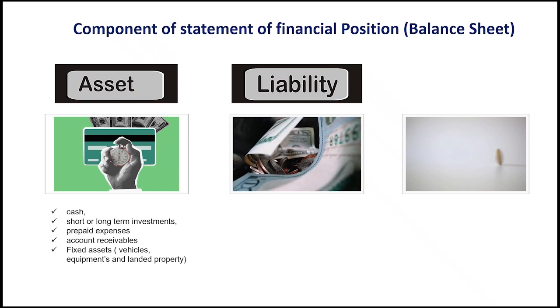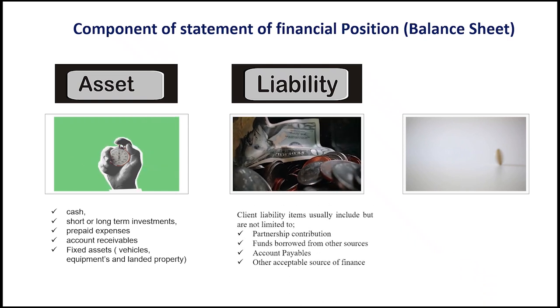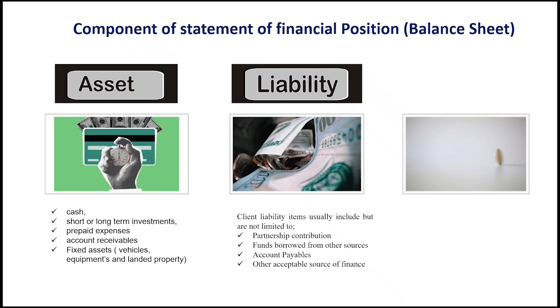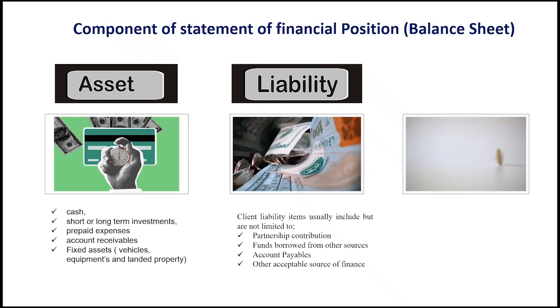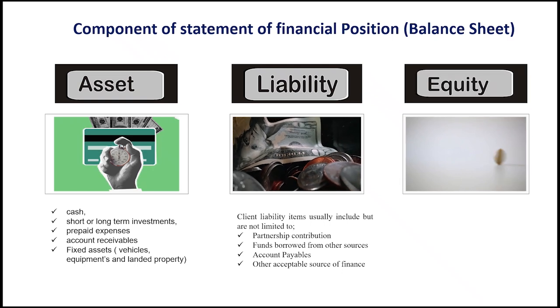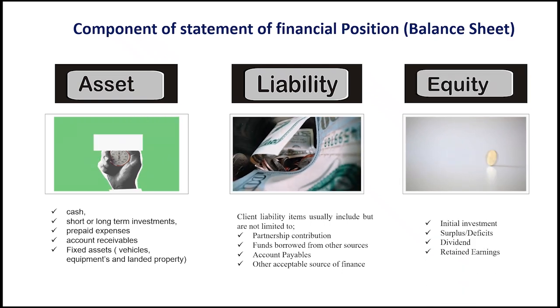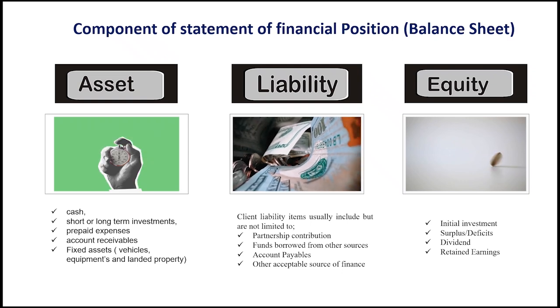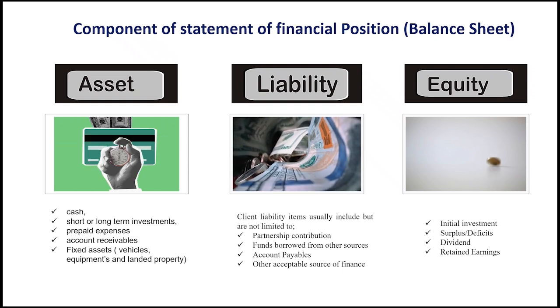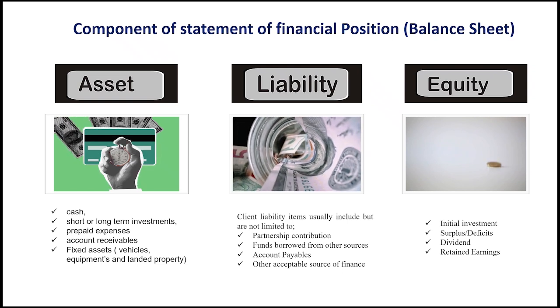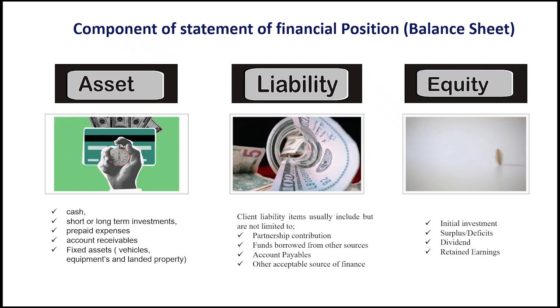Client liability items usually include but are not limited to partnership contribution, funds borrowed from other sources, account payables, and other acceptable sources of finance. Equity is also recognized as net worth or capital. It shows what the business owns and is made up of accumulated surplus/deficit from the client's business transactions. Activities in the equity determine the payment of dividends to shareholders of the business.